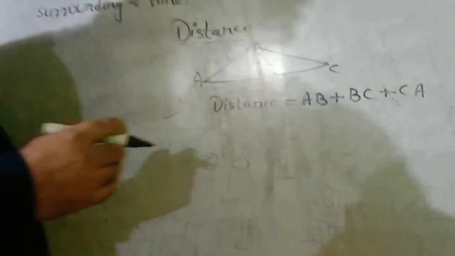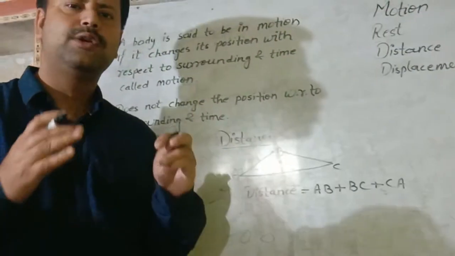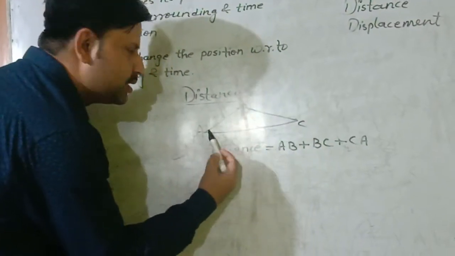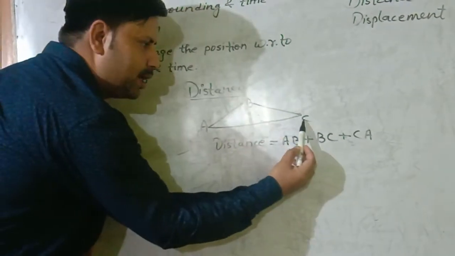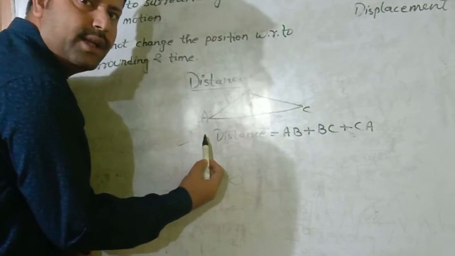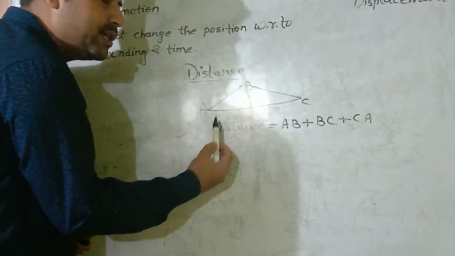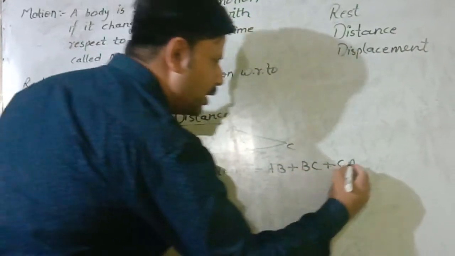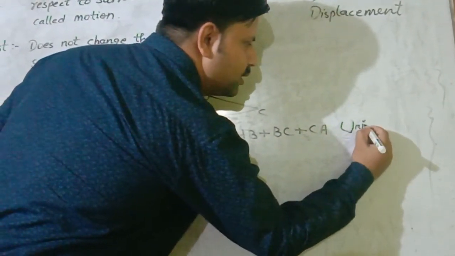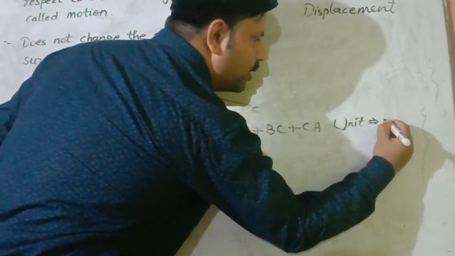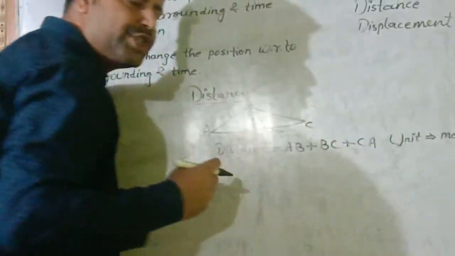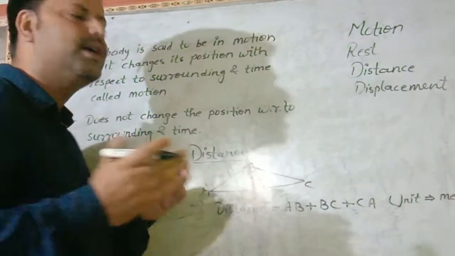It means we can define distance as the total length of path. The total length means A to B, B to C, and C to A. The total length of path is called distance. Its unit is meter; we can measure the distance in meter. And which type of quantity? This is a scalar quantity.